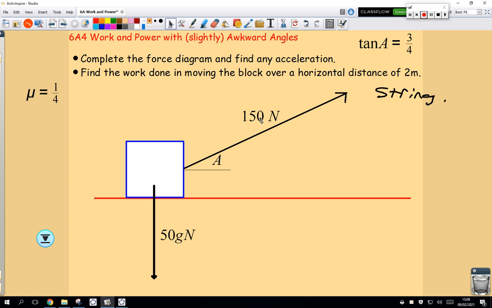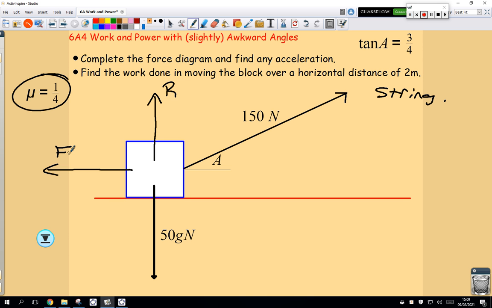We'll also have, because it's sitting on the ground, a force on that object by the ground, and that force is called a normal reaction, or R. Watch out, R is not going to equal this downward force because there's a lifting force here as part of the pulling on the string. Also, we're told that the coefficient of friction is 1/4, so there'll be some kind of friction force acting. So there's my force diagram. That's it. That's a force diagram.